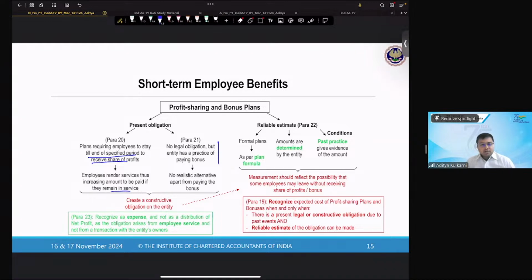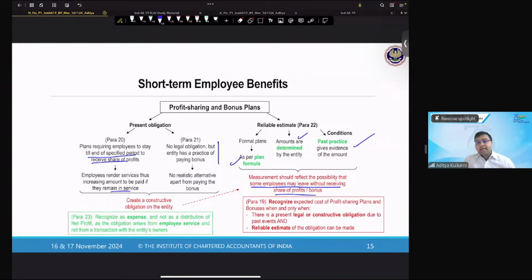And for this, we need to have a measurable amount, for which either it could be a formal plan as per the plan formula, or amounts are determined by the entity, or past practice gives evidence of the amount. Like if the practice is one month salary is what is being paid, then that becomes your constructive obligation. Measurement should reflect the possibility that some employees may leave without receiving share of profits or bonus.